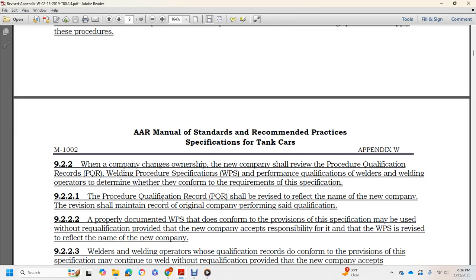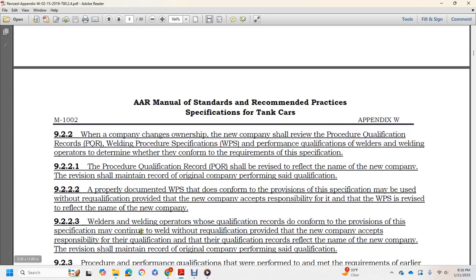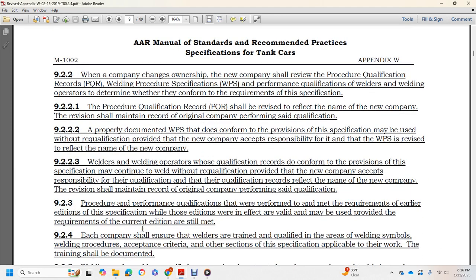A properly documented welding procedure specification that does not conform with the provisional specifications may be used without requalification, provided the new company accepts responsibility for it and the welding procedure specification is revised to reflect the name of the new company. Welders and welding operators whose qualification records do not conform with the provisions of the specification may continue to weld without requalification, provided the new company accepts responsibility for the qualification records, and the records are revised to reflect the name of the new company. The revision shall maintain the record of the original company performing the qualification.